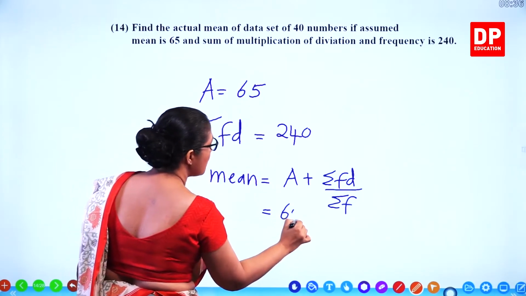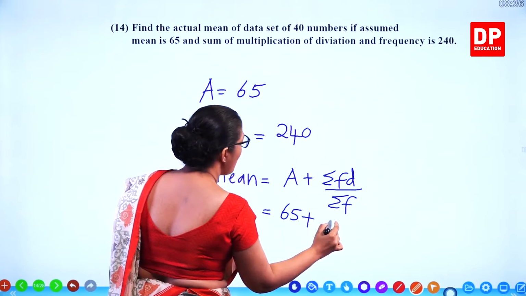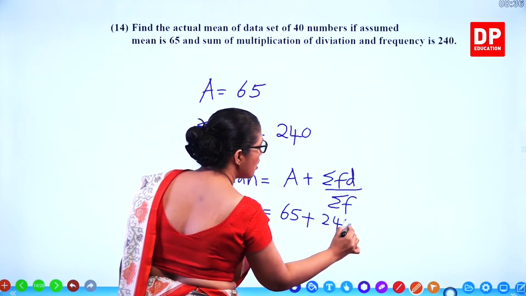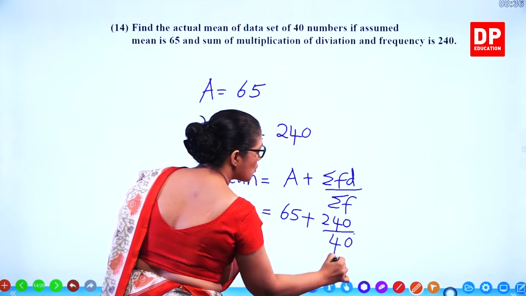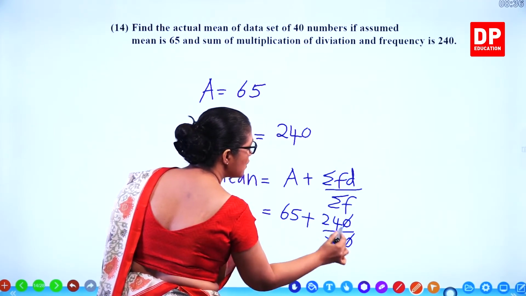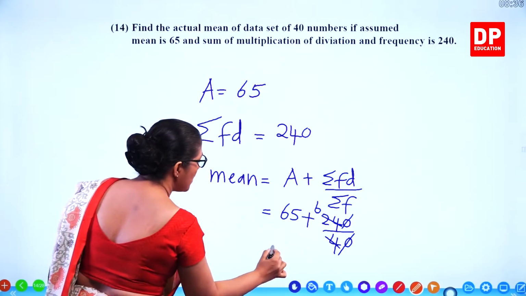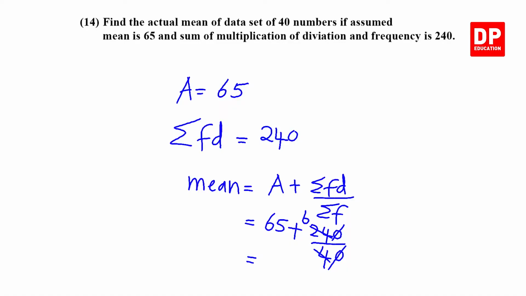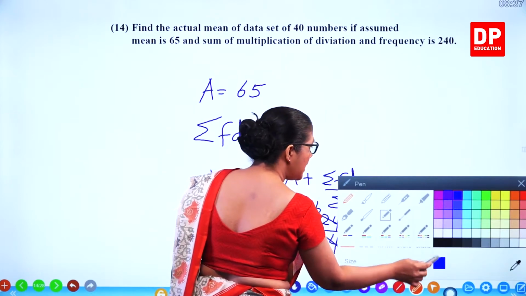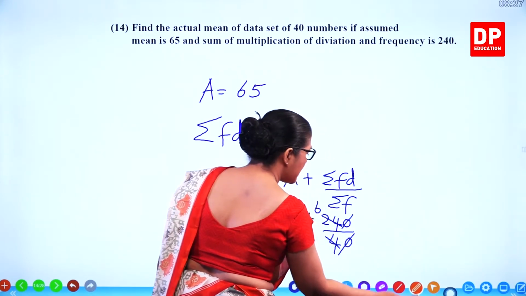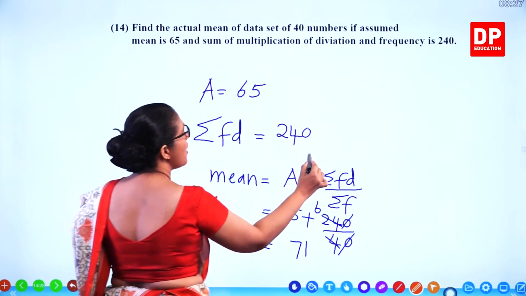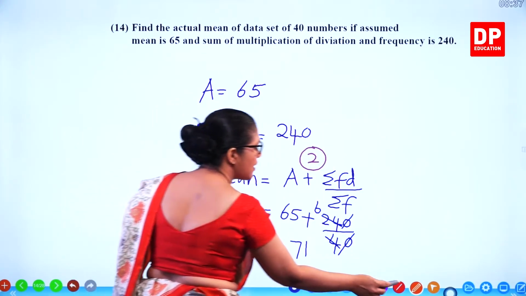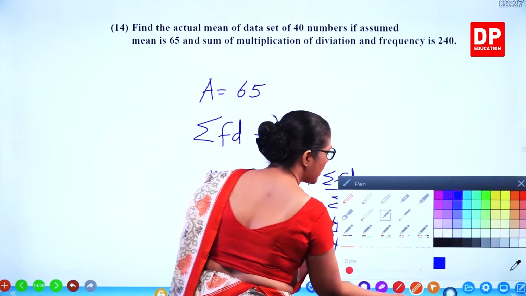Assumed mean is 65. Total of FD is 240 and total frequency is 40. So 0 gets cancelled out. 4 with 24, that's 6. So 65 plus 6, 71. Actual mean of this data set is 71. So 2 marks for using the correct formula and the correct answer.